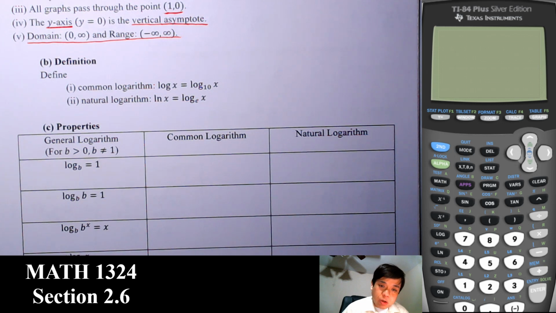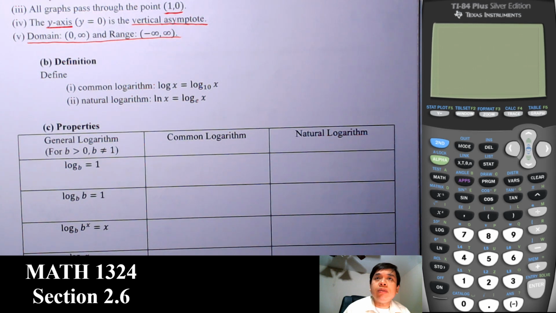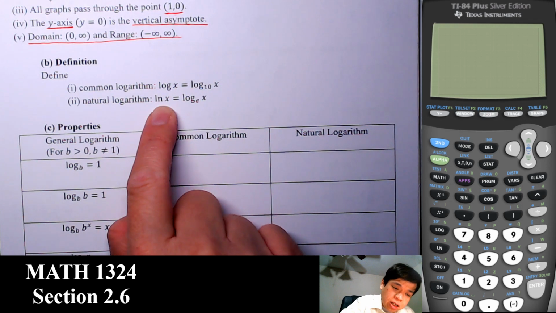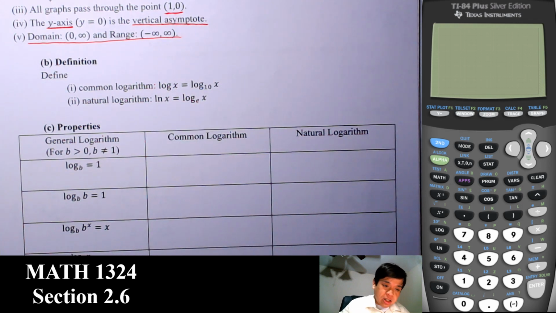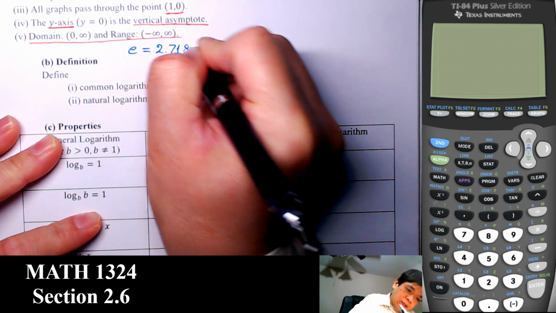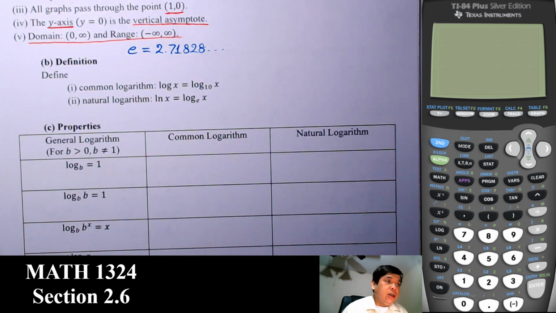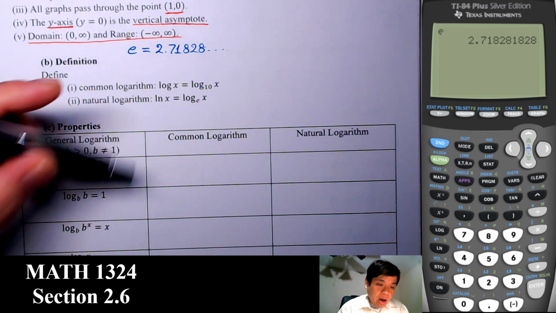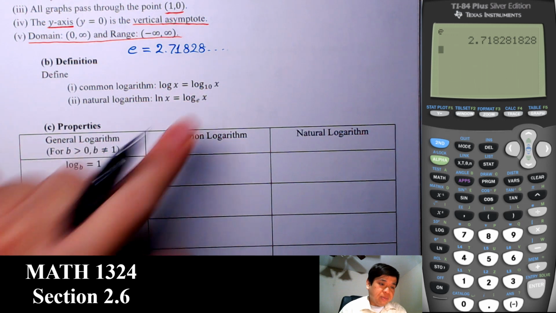Now we define two special logs. One of which is called the natural log and the other one is the common log. So the natural log is the one that has the base e. Remember, e is the natural number 2.71828. On the calculator, that is second, then the division key. So there are two logs: log of base e and log of base 10.